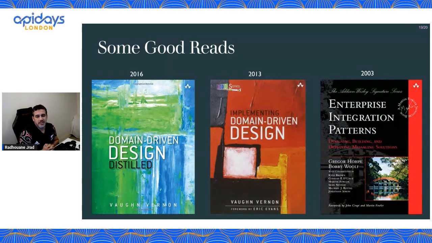The enterprise integration patterns is probably the one I like best, because I'm mostly in the integration realm. But the other two as well are quite interesting.